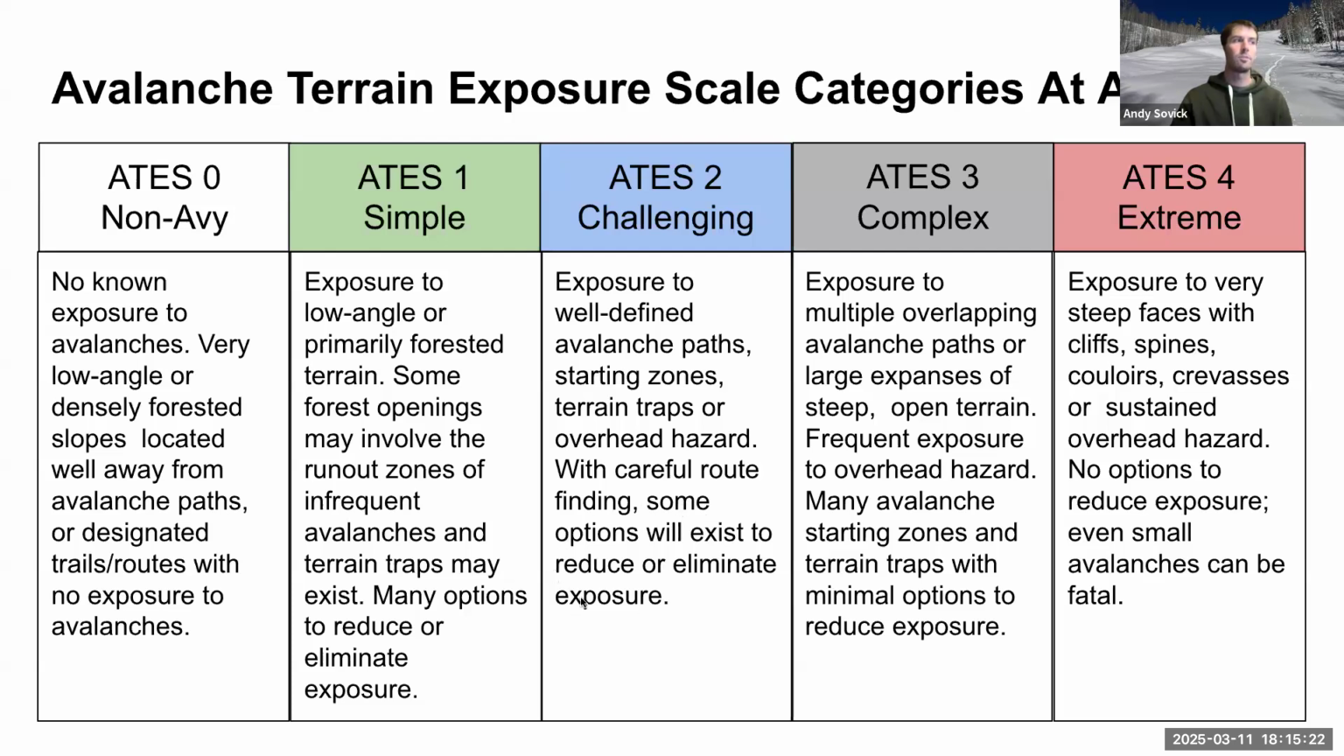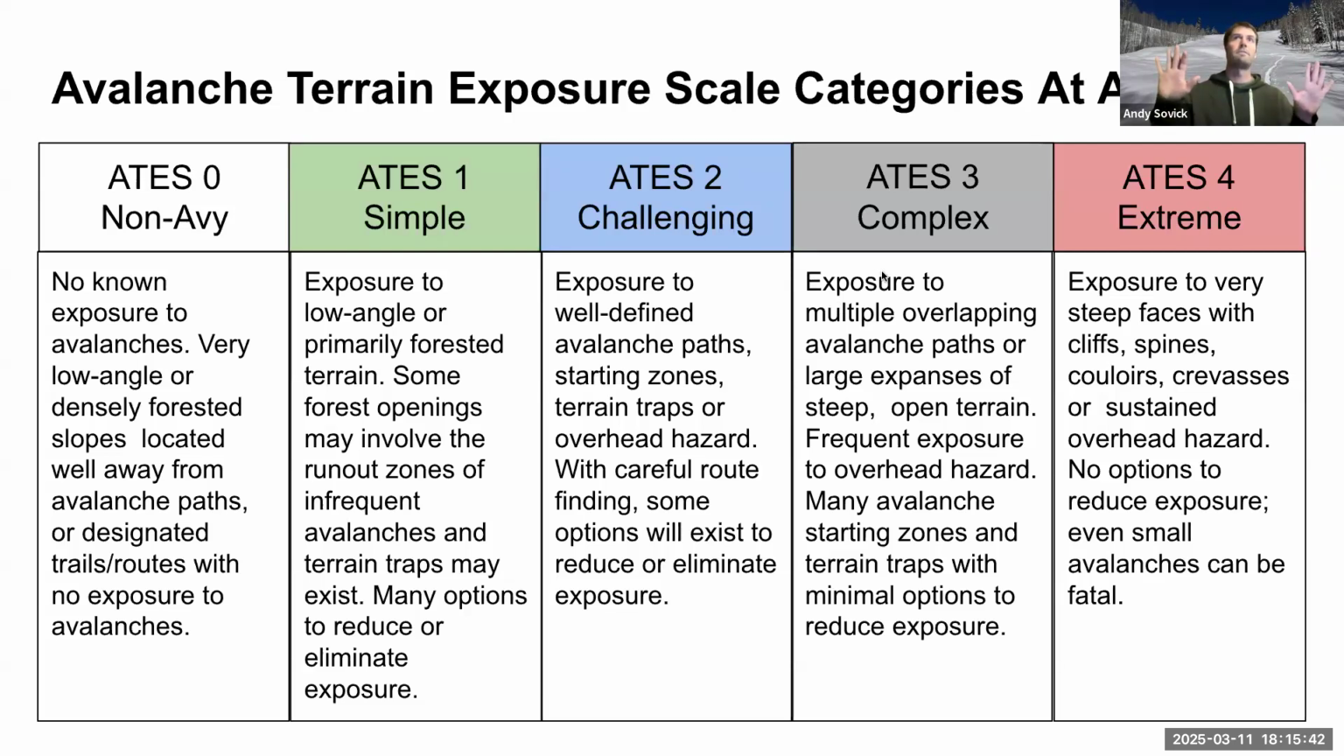There's options to reduce or eliminate my exposure when I'm entering that terrain. So with good route finding and decision making, oftentimes there is a plan B, there's a B route, or I can turn around before I really commit to this line. That's challenging terrain. Complex, a little bit easier to understand.